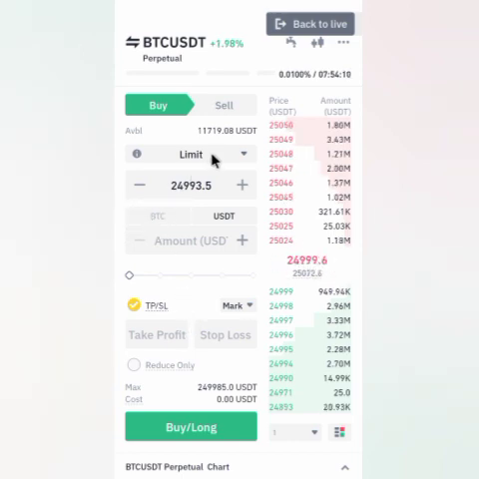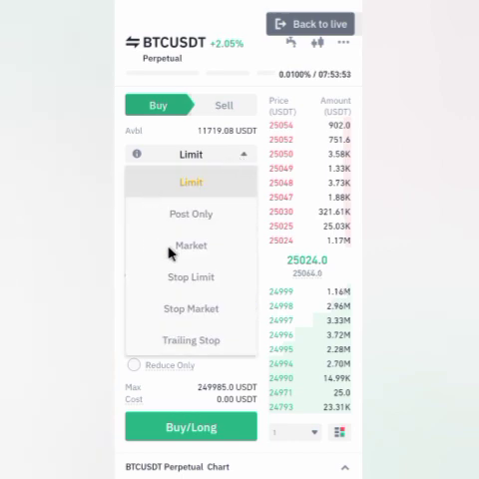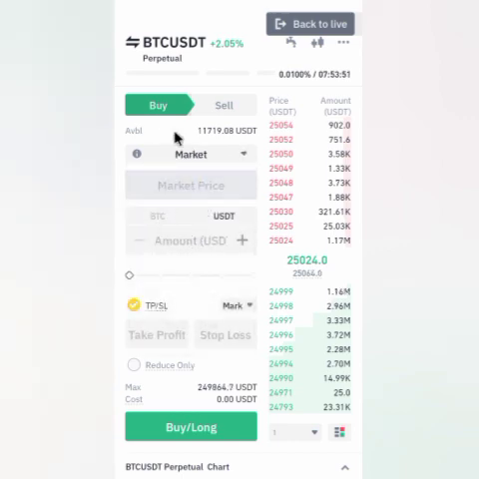If I want to enter, I have the limit. Limit means I want to set the price at which I want to enter the trade. So my limit is 24,993.5, but I want to enter the market straight with this mark price. So I choose market from here. I select market, and with market I automatically enter the market.